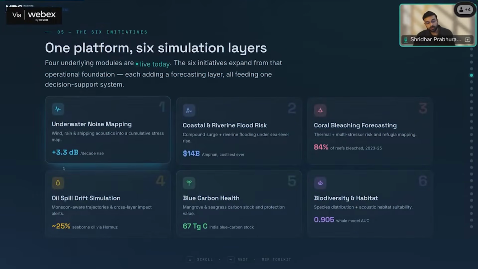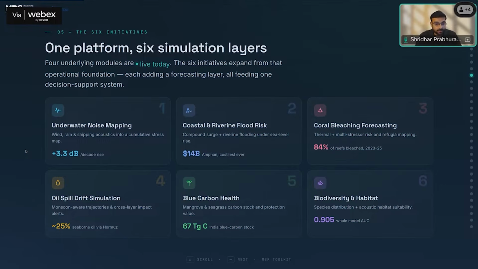Right. So when we talk about the marine spatial planning toolkit, there are 6 layers that we are working with. First, underwater noise mapping. This essentially includes the wind noise, rain noise, shipping acoustics, all of that. Whenever we talk about underwater noise, the key drivers at a low frequency range essentially include wind, shipping, and rain. So we are adding all of that into a particular platform.